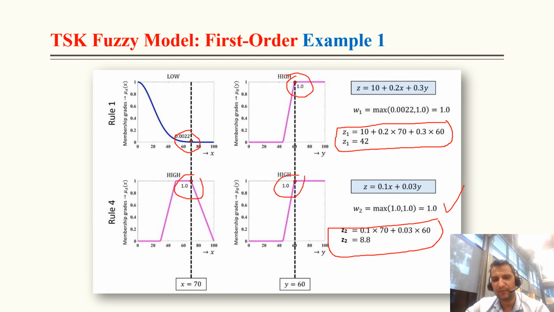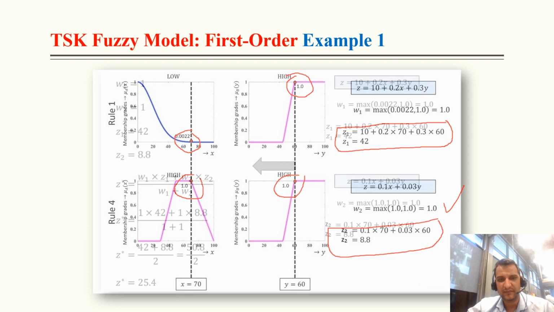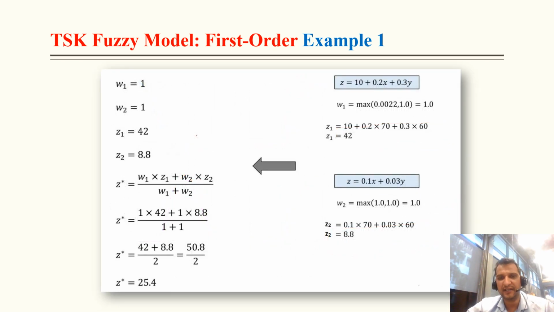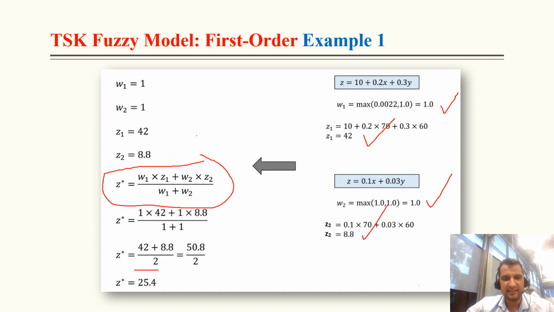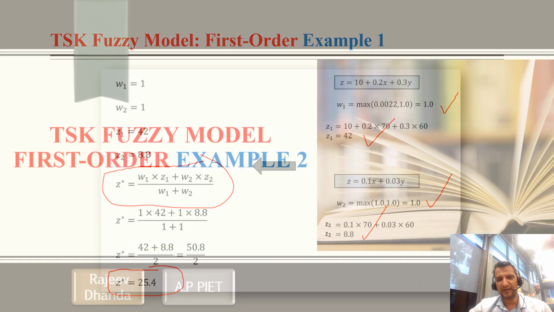Apply into the particular formula and the final answer will be Z2 is equal to 8.8. Now we have to aggregate. So W1 is known to us, Z1 known to us, W2 is 1, again Z2 is known to us. Apply these values in this particular formula, and finally Z star will be equal to 25.4. So in this way we can calculate.